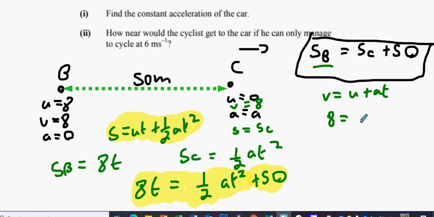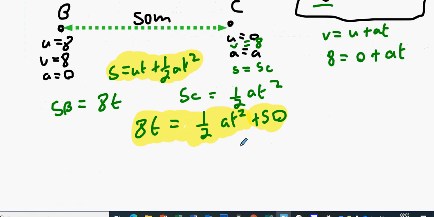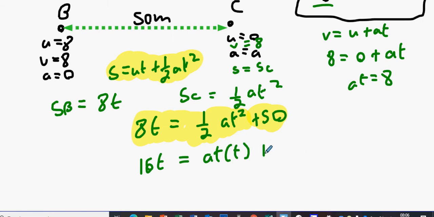Then V equals 0 plus AT, isn't it? Now I have a direct substitute for AT. I can say that AT equals 8. I'm going to multiply both sides by 2. 16T equals 8T multiplied by T plus 100. See how I did that. It turns into 8T. Then 16T take away 8T is 8T equals 100. And T equals 12.5, is it?